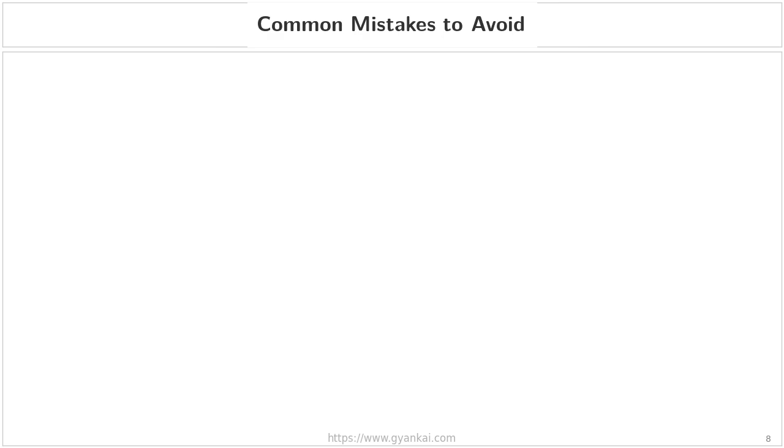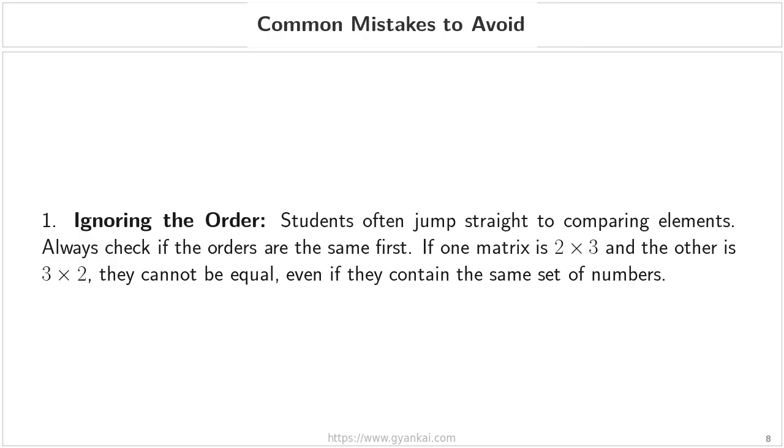Common mistakes to avoid. First, avoid ignoring the order of the matrices. A frequent mistake students make is jumping straight into comparing the individual numbers without checking the dimensions first. Always verify that the orders are identical. For instance, if one matrix is a 2x3 matrix and the other is a 3x2 matrix, they are automatically unequal, regardless of whether they contain the same set of numbers.